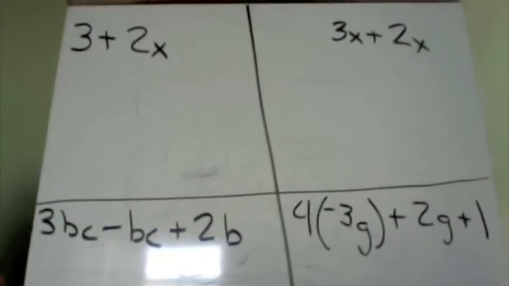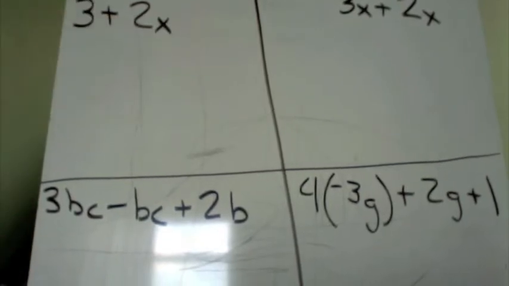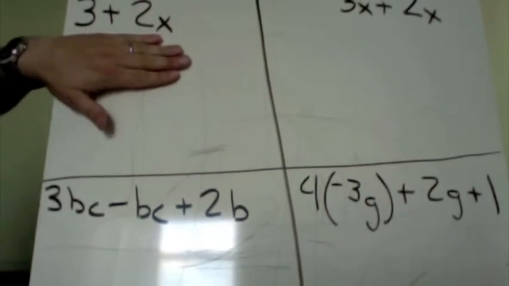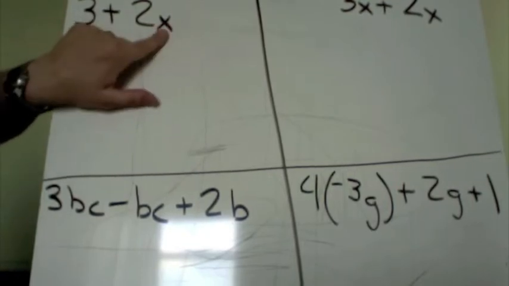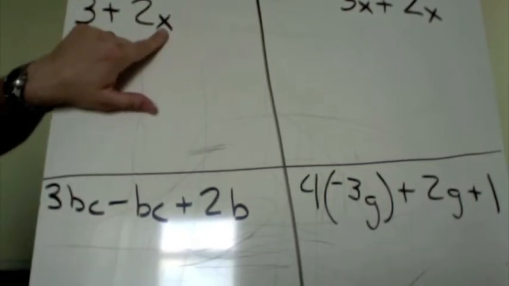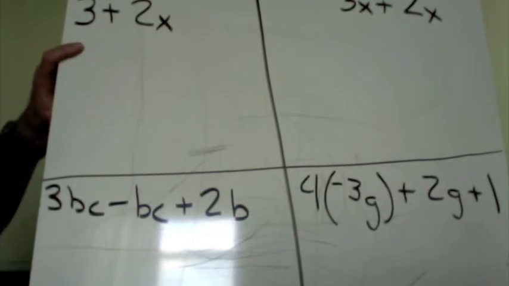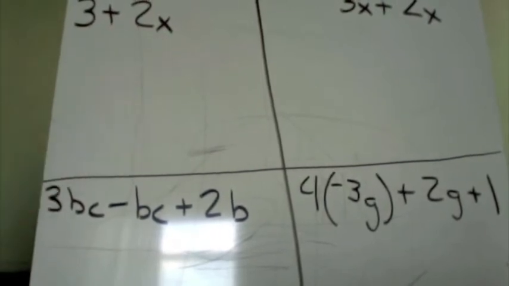All right. So now what we're going to do is talk about like terms. What is a like term? Well, let's look at this: 3 plus 2x. Even though it says add, I really can't add because these two things are not alike, because I have absolutely no idea what x is. Whatever x is, I've got to multiply it by 2, then I can add the 3 to it. So these two things are not like terms, so there's nothing I can do with them.